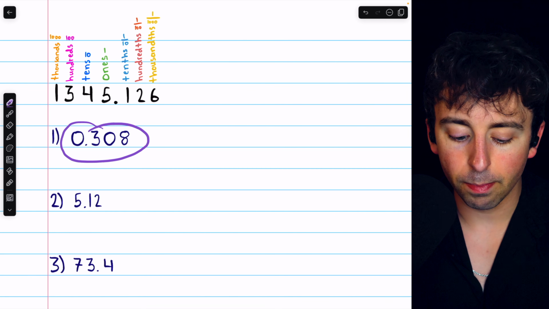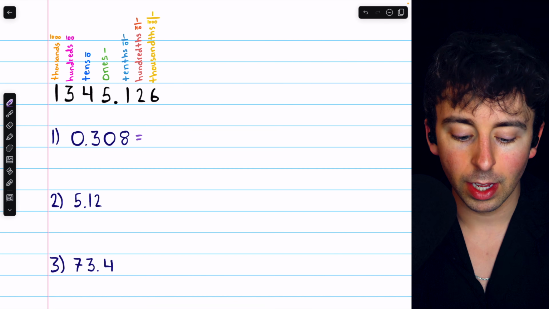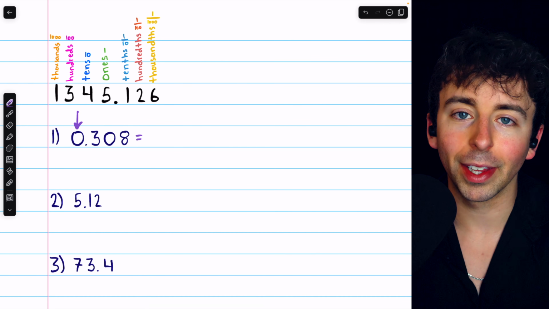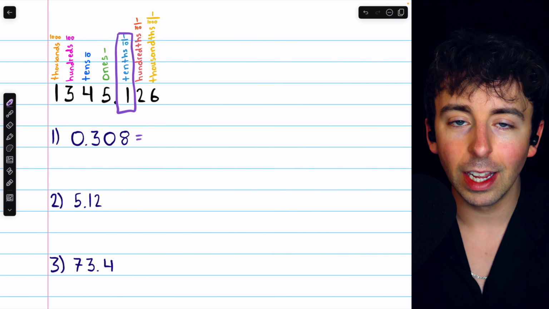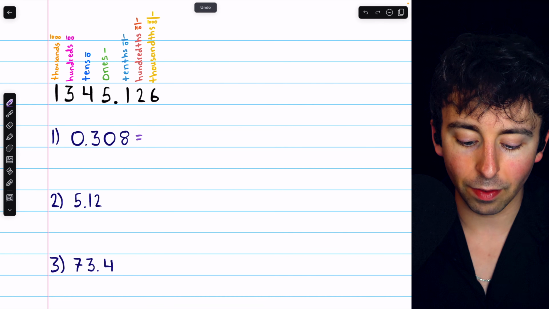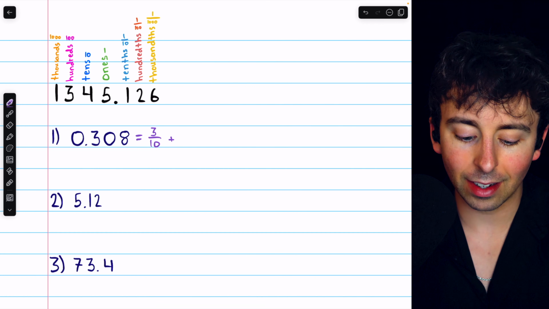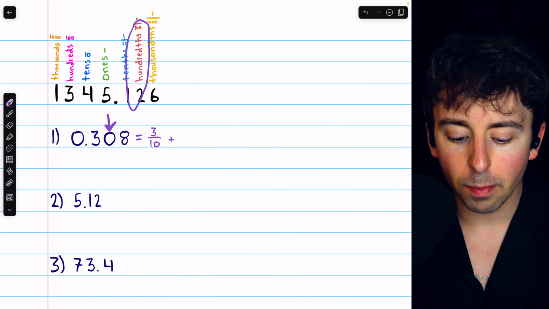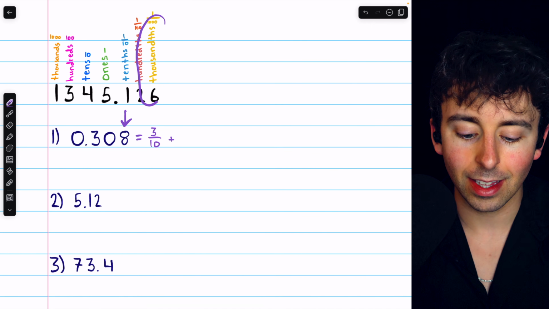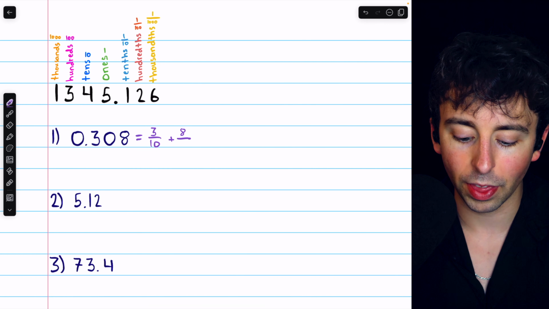Let's begin with problem 1, 0.308. How many wholes or ones do we have? The answer is 0, so we don't have to write that at all. But moving to the right of the decimal point, we have a 3, and that's the first place to the right of the decimal point. So that's how many tenths we have. We have 3 tenths, so we would write that as 3 over 10. Now, the next digit is a 0, so we don't have to worry about that. That's in the hundredths place. But the last digit is an 8 in the thousandths place. So the last thing we have to write is plus 8 over 1000.